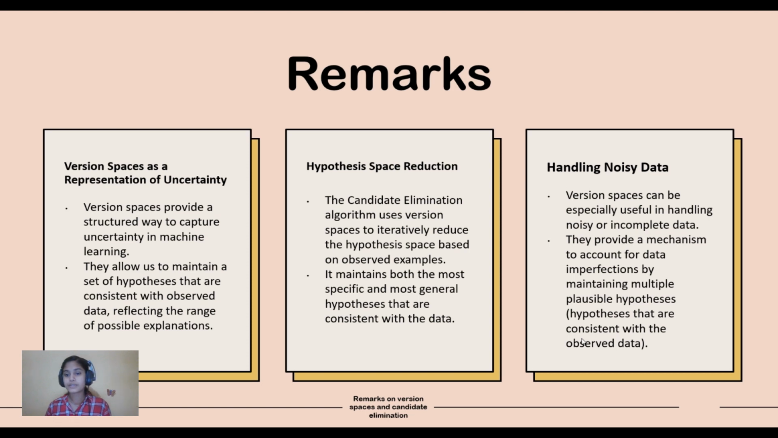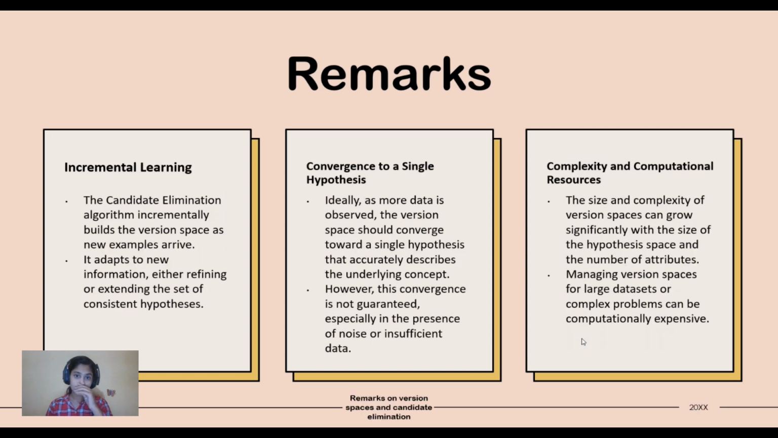So now the next one is handling noisy data. Version space can be especially useful in handling noisy or incomplete data. They provide a mechanism to account for data imperfection by maintaining multiple plausible hypotheses. This plausible hypothesis means the hypotheses that are consistent with the observed example or the observed data. Now let's see the next one, which is incremental learning.